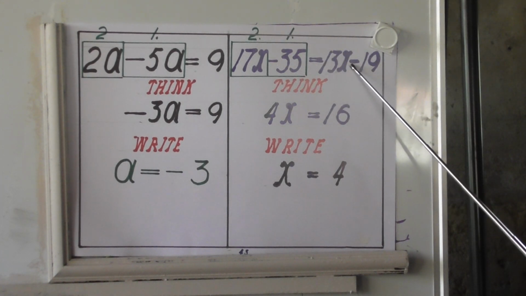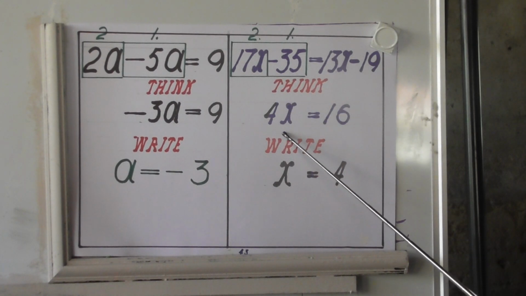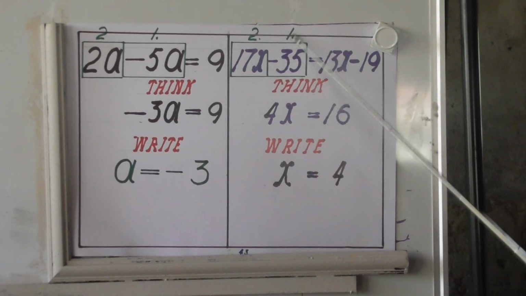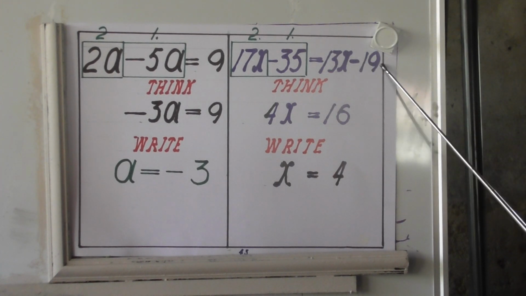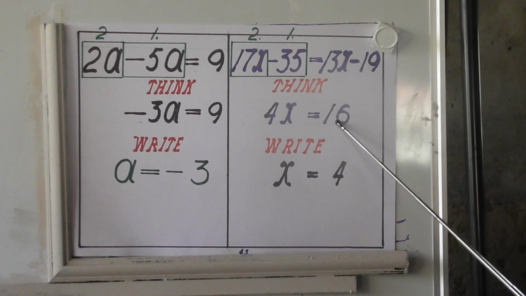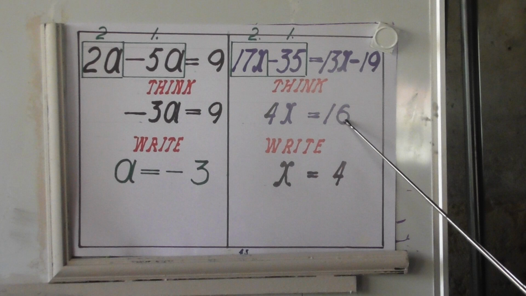Positive 13x goes to that side to bring the x's together. 17 take 13 is 4x. Positive 35 goes to that side, and there's 19 negatives, so the positives are winning by 16. Multiplication here is division here. 16 divided by 4 is 4.